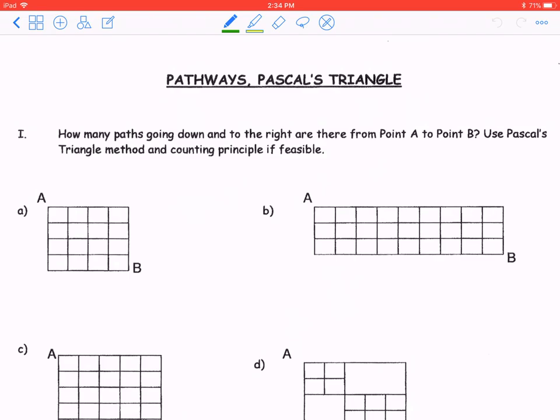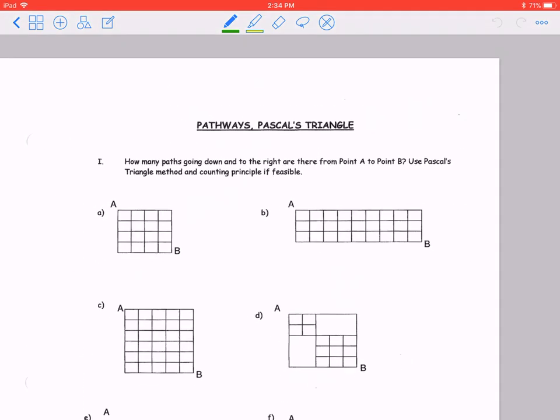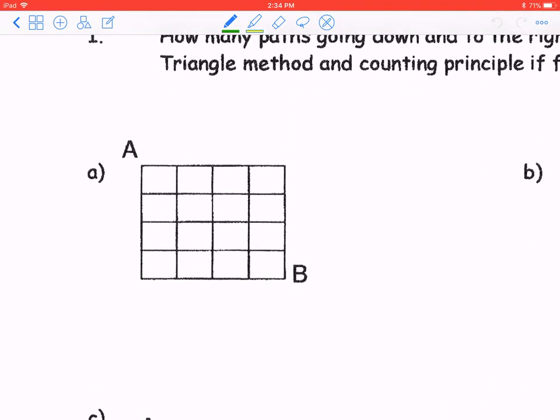So how many paths going down and to the right are there from point A to point B? Use Pascal's triangle method and the counting principle if feasible. So I'll show you 3 of these. The rest you can try, of course, and we'll go from there.